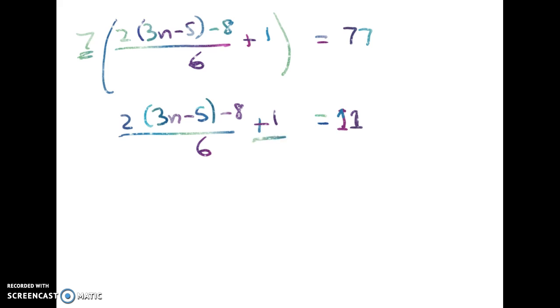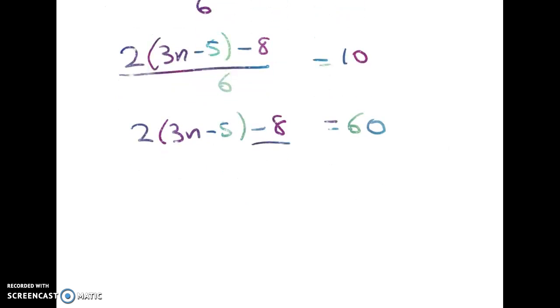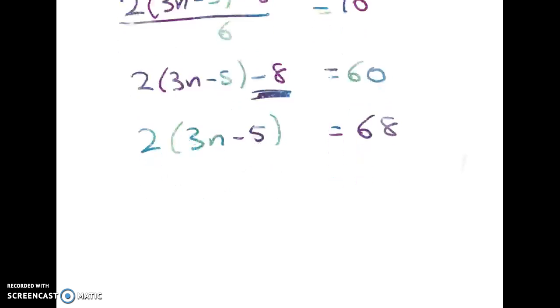And now I'm going to subtract 1 from both sides. So it's getting better and better. 2 times 3n minus 5, minus 8, over 6 is equal to 10. And I'm going to multiply by 6 on both sides, giving me 60. I think we're through about 4 steps now. Adding 8: 2 times 3n minus 5 is equal to 68.